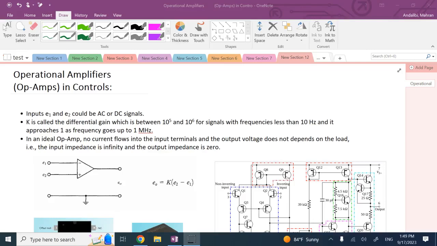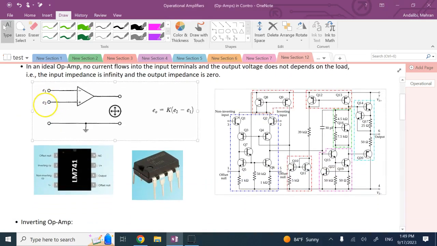Hello everyone. In this video we are going to talk about operational amplifiers, or op-amps, which are common elements in electronics and controls. So the op-amps are basically small circuits like this, correct? A small chip, most of the time with 8 legs, and some of them have one, some have two op-amps in them.